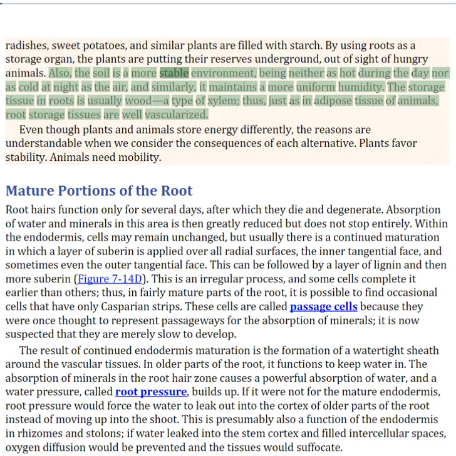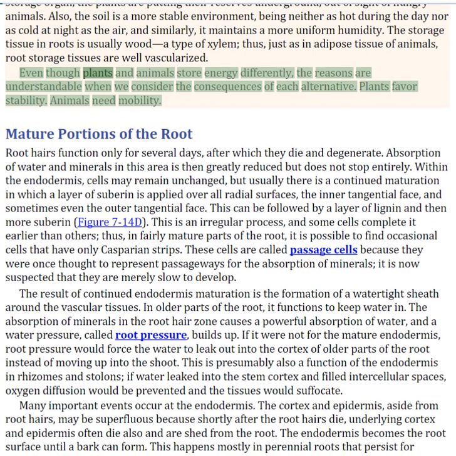Also, the soil is a more stable environment, being neither as hot during the day nor as cold at night as the air, and similarly, it maintains a more uniform humidity. The storage tissue in roots is usually wood, a type of xylem. Thus, just as in adipose tissue of animals, root storage tissues are well vascularized. Even though plants and animals store energy differently, the reasons are understandable when we consider the consequences of each alternative. Plants favor stability. Animals need mobility.